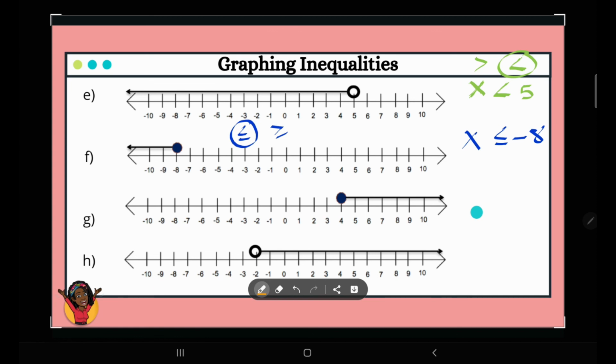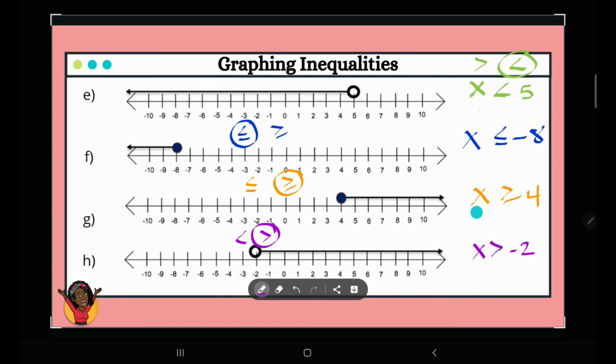Let's take a look at our third example. So again, we're going to start with our variable. The graph is on the number 4. It's a shaded circle, so it's either less than or equal to or greater than or equal to. The line is drawn to the right where the numbers are greater than 4. Therefore, it's greater than or equal to. So here we have x is greater than or equal to 4. And then last but not least, we have that our circle is drawn on -2. It's an open circle, so it's either less than or greater than. The line is drawn to the right side, so that means it's greater than. So x is greater than -2.